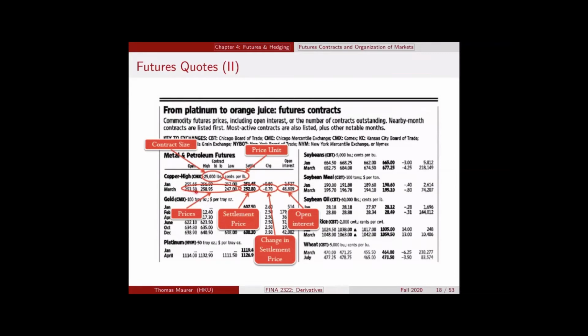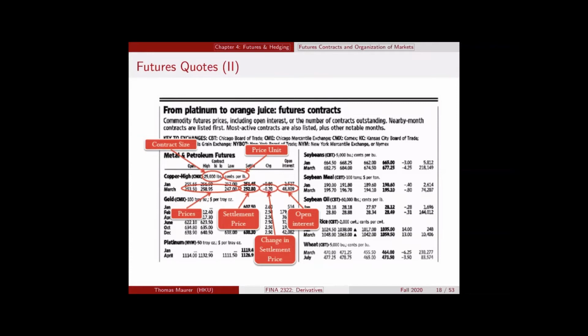One is the open price. That's just the first futures price which was traded on a specific day. Then we have the high and low price. That's the highest and the lowest trading price during a specific day. And then we have the settlement price over here. That's the last traded price before the market closes on the day. And this settlement price is important to figure out what is your daily payoff.